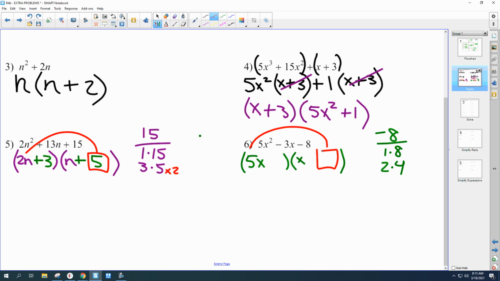So how can we do that? If I did 5 times 1 minus 8, that's going to do it. All right, so put the 1 in the position that's getting multiplied by the 5, that's a positive 1, and then that's a minus 8 over there, right? That's going to give me 5x minus 8x, which is negative 3x.